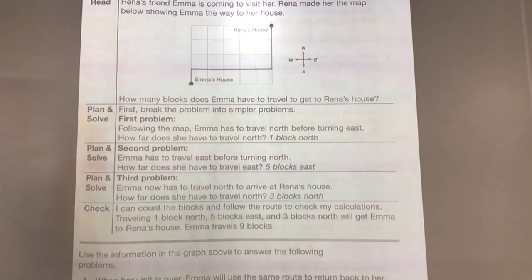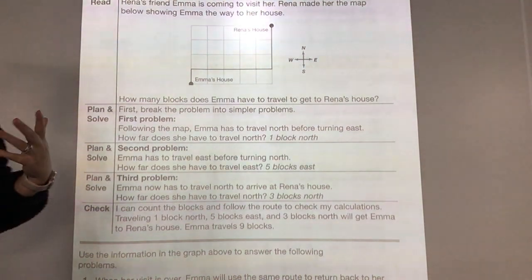9 units. Now let's add some direction to it though, because we know in math we want to be very specific. So yes, it took 9 units to get to Raina's house, but was that giving her directions?